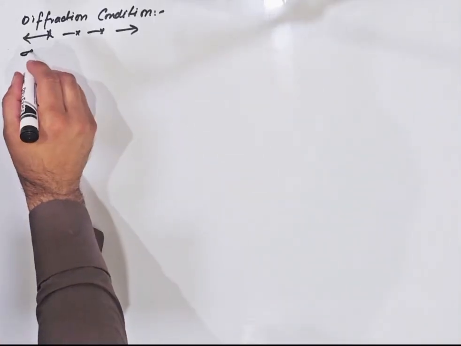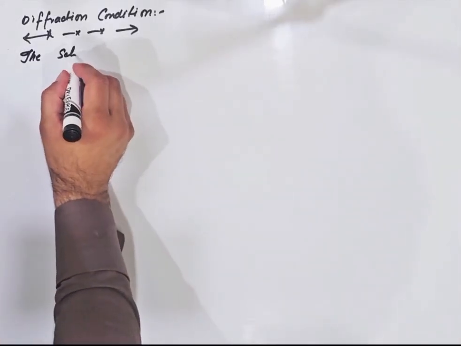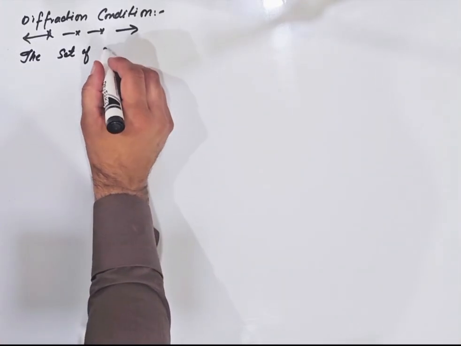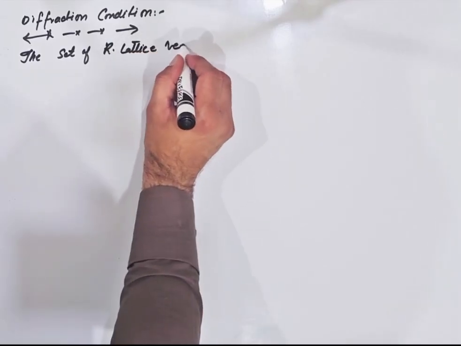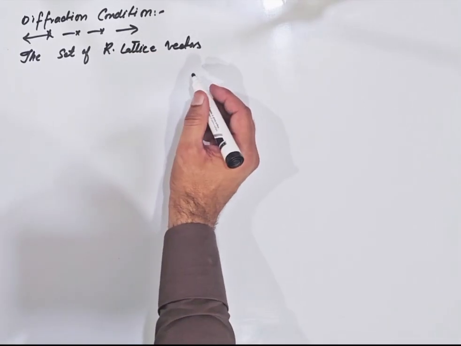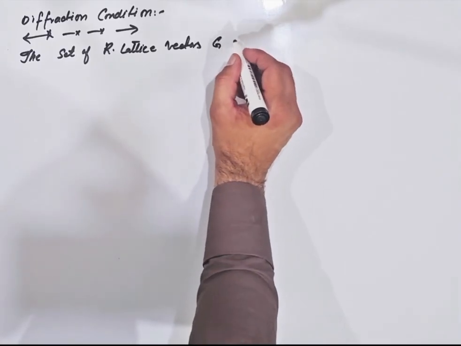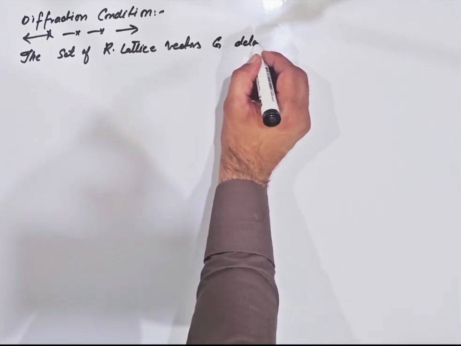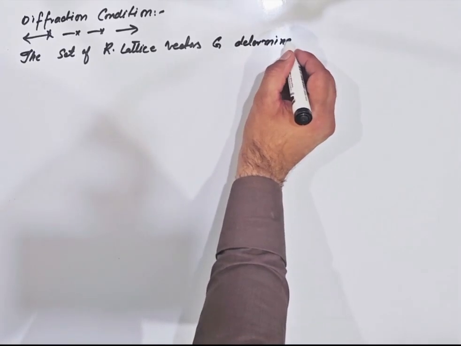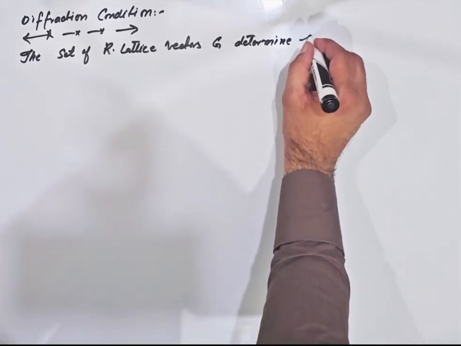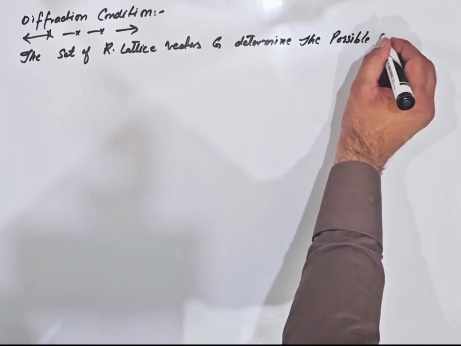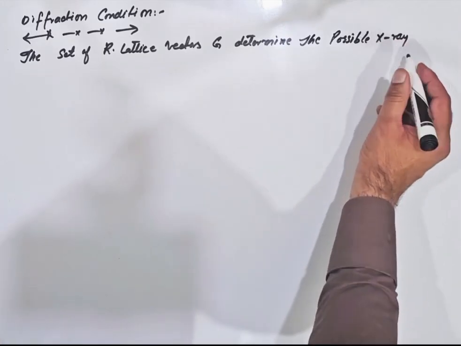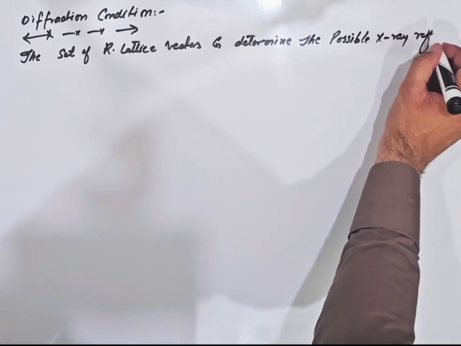The set of reciprocal lattice vectors G determine the possible X-ray reflection.